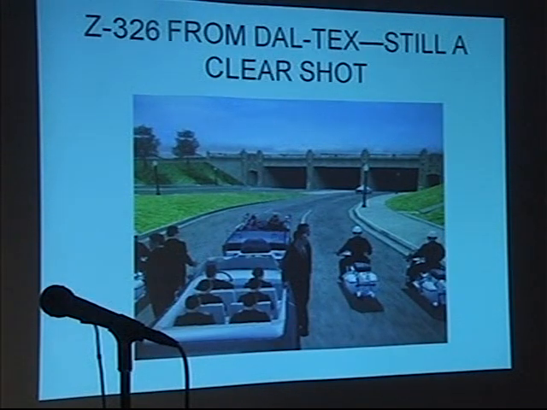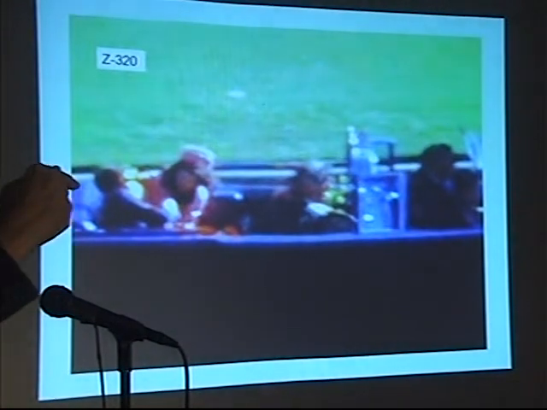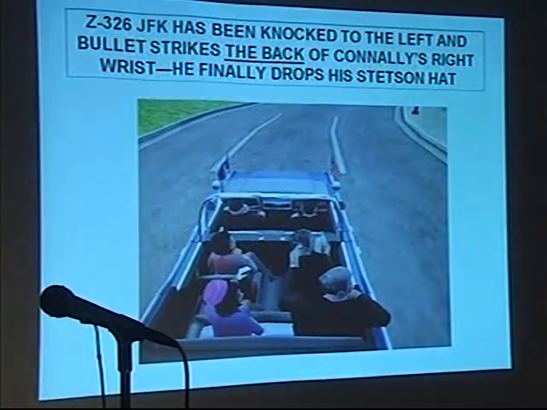And you still have a clear shot. Next slide. And Connolly is still holding onto a Stetson hat. Next slide. And now his wrist is to the back of the depository like this. And now it's in a position where the bullet can enter the back of his wrist and fracture his wrist and drop the hat.